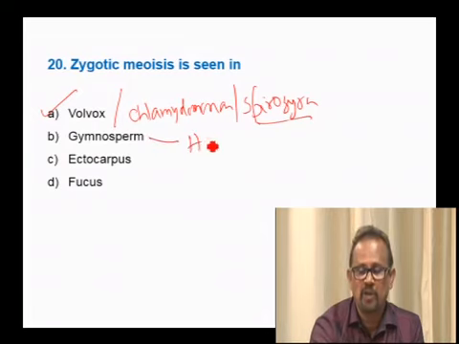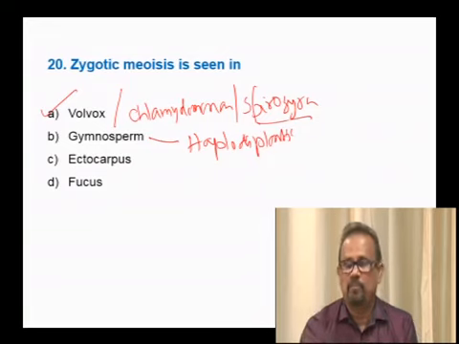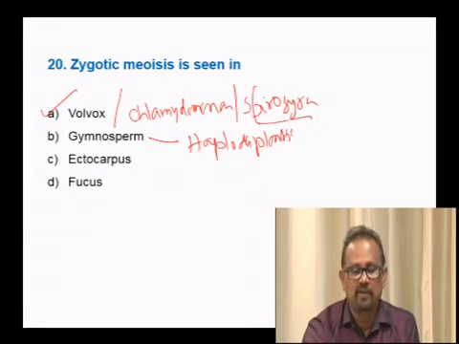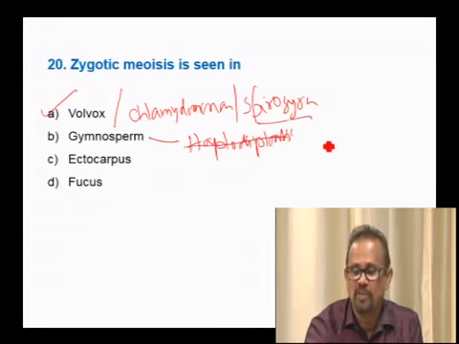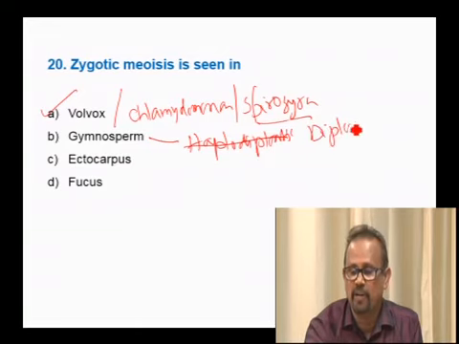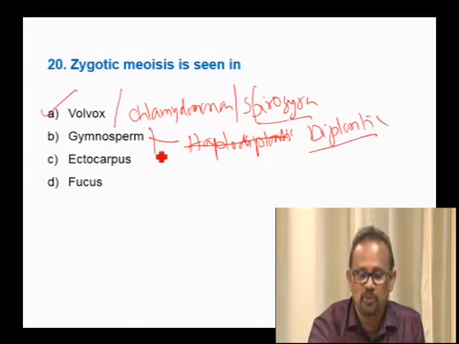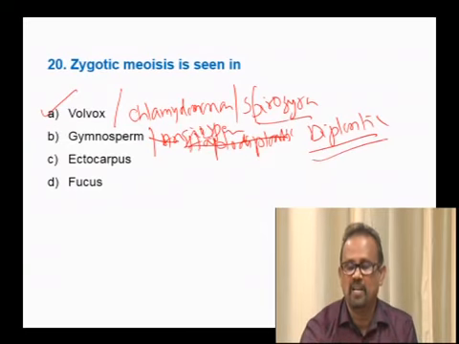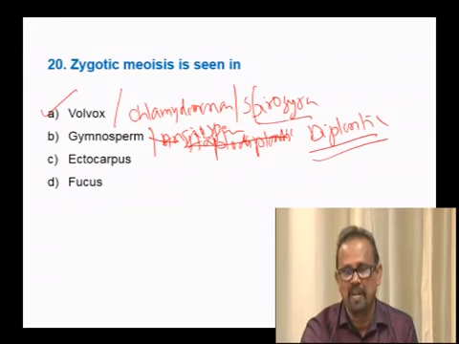Gymnosperm shows haplodiplontic life cycle? No, in gymnosperms and angiosperms it is diplontic. Gymnosperms and angiosperms have a diplontic life cycle, because the haploid condition is restricted only to the male and female gametophyte, that is pollen grain and embryo sac. In gymnosperms it is endosperm.